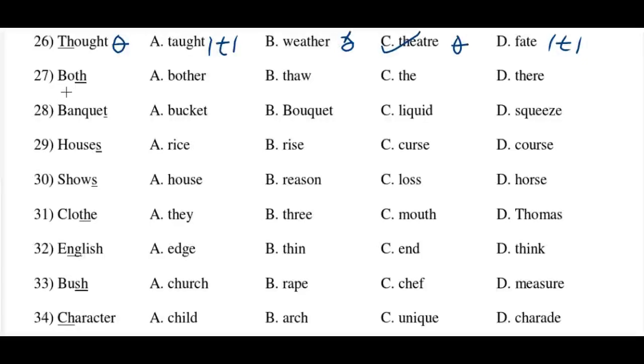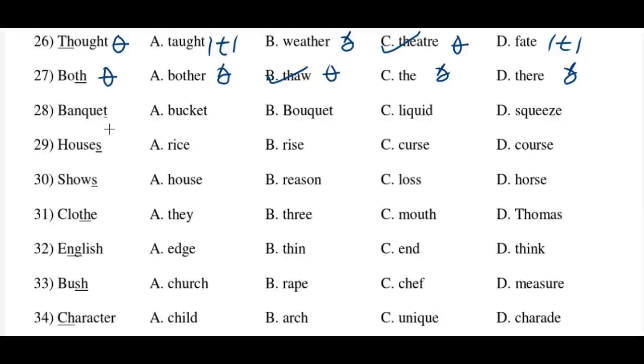27. Both. Alright, just like we have f is a voiceless consonant sound. Both. And option A, bother. Th. Option B, thaw. Option C, th. That's the. Then D, there. So options A, C, and D contain the voiced consonant, and this B contains the voiceless.